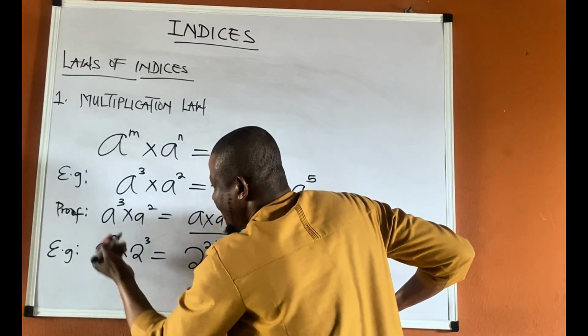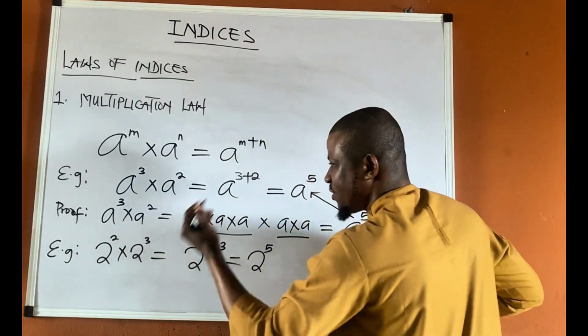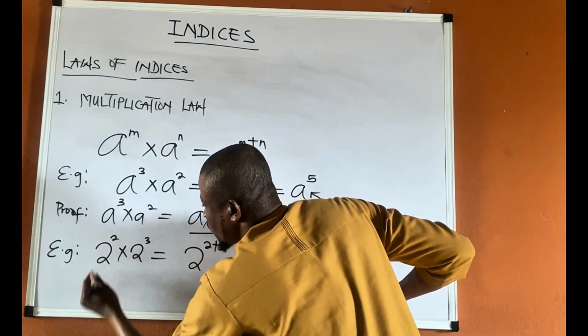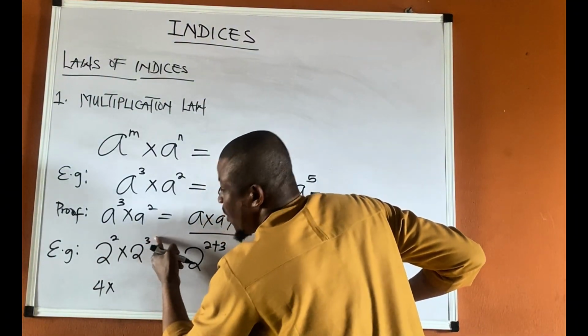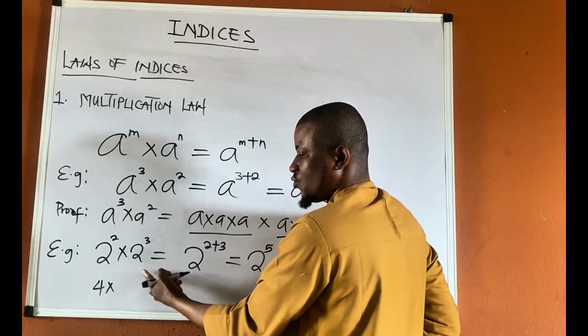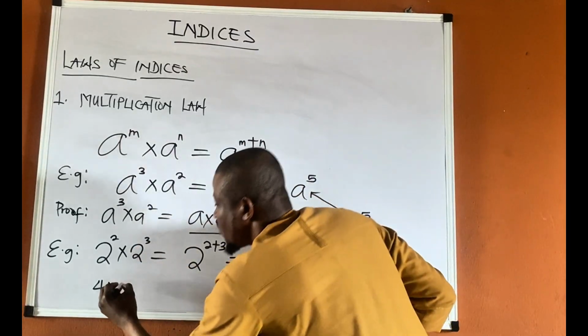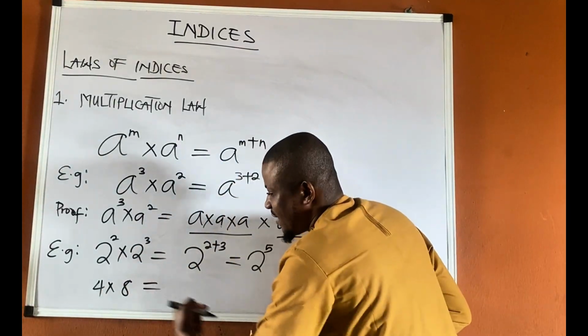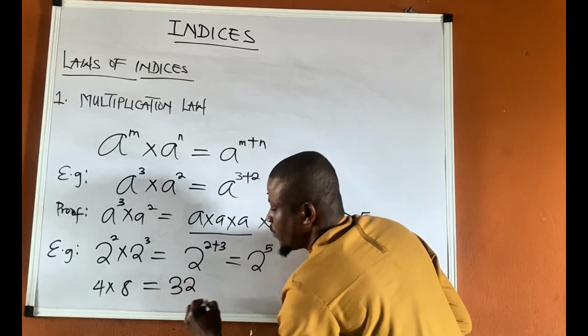If we want to simplify this further, let's just simplify this further. This is 2 to the power of 2, which is 4, times 2 to the power of 3, which is 8. 2 times 2 is 4, 2 times 4 is 8. So we have 4 times 8, and this gives us 32.